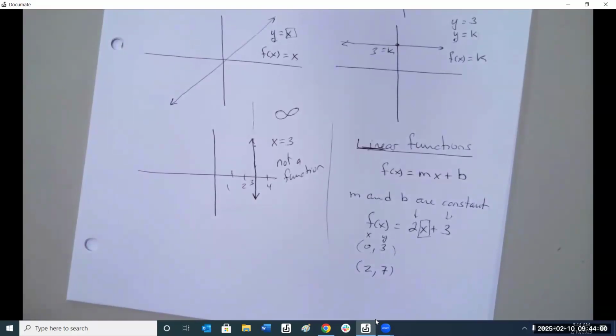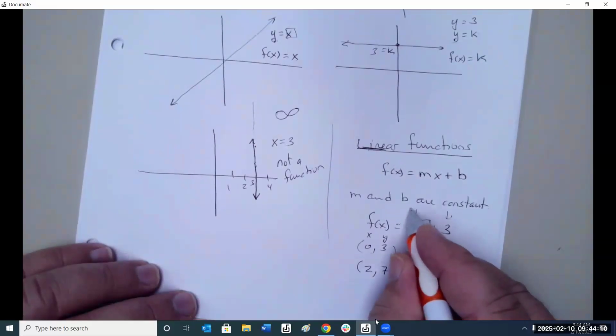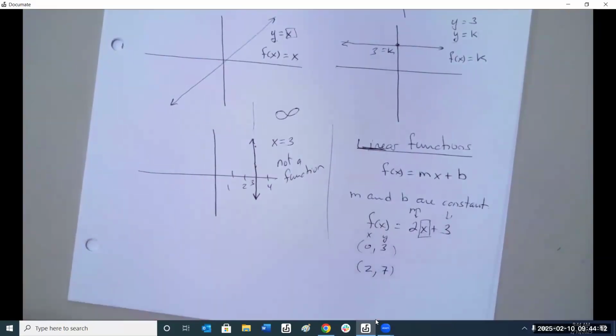So far, so good. What's the slope of my line? How do you know? Yeah, the slope is whatever's in front of the x. The slope is whatever is in front of the x.